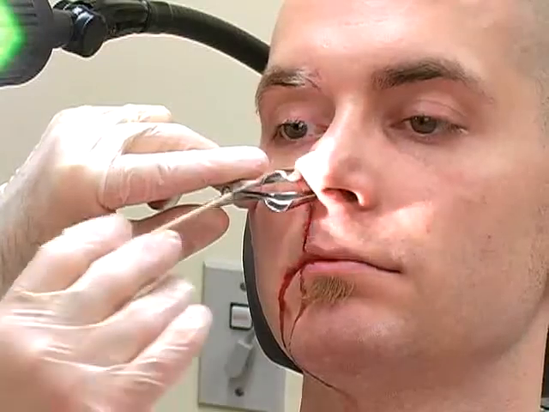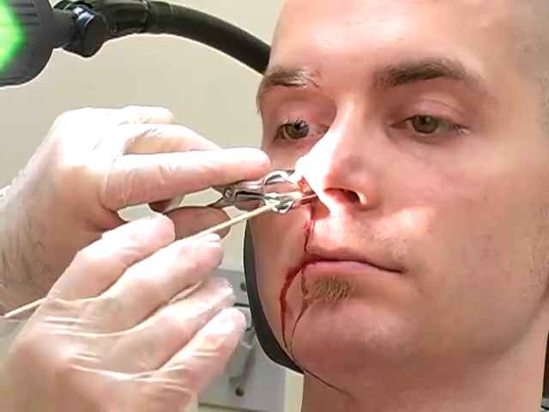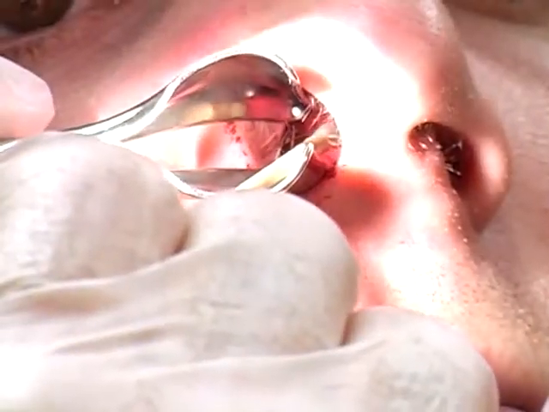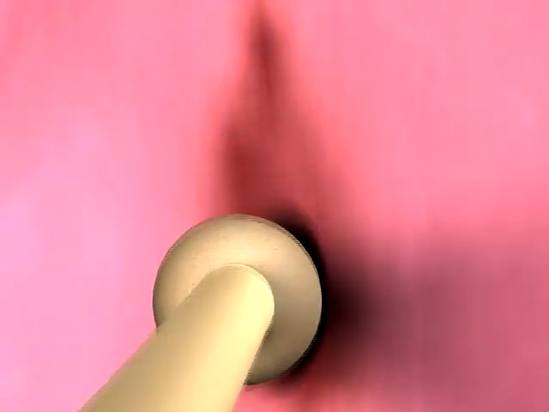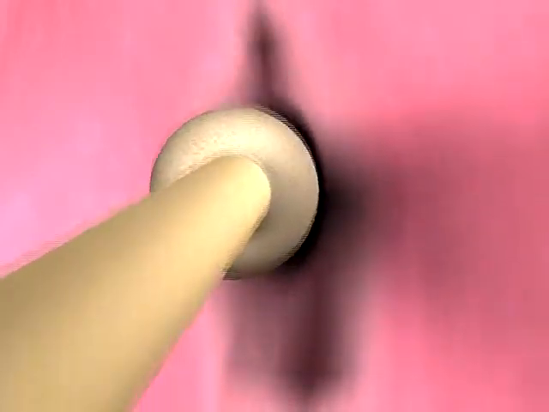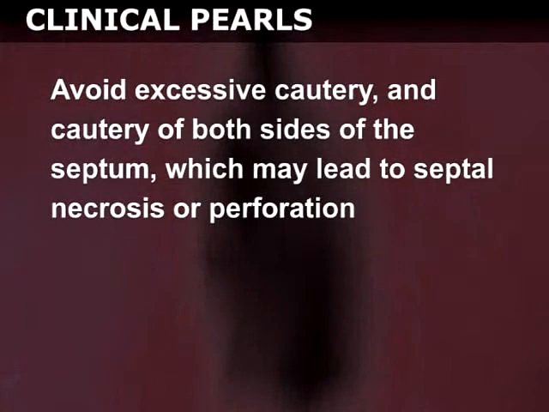Hold the silver nitrate stick in your dominant hand and carefully begin to cauterize by rolling the stick over the bleeding mucosa until an eschar forms, which usually takes about 5 seconds. The eschar will have a grayish-black appearance. Avoid excessive cautery and cautery of both sides of the septum, which may lead to septal necrosis or perforation.